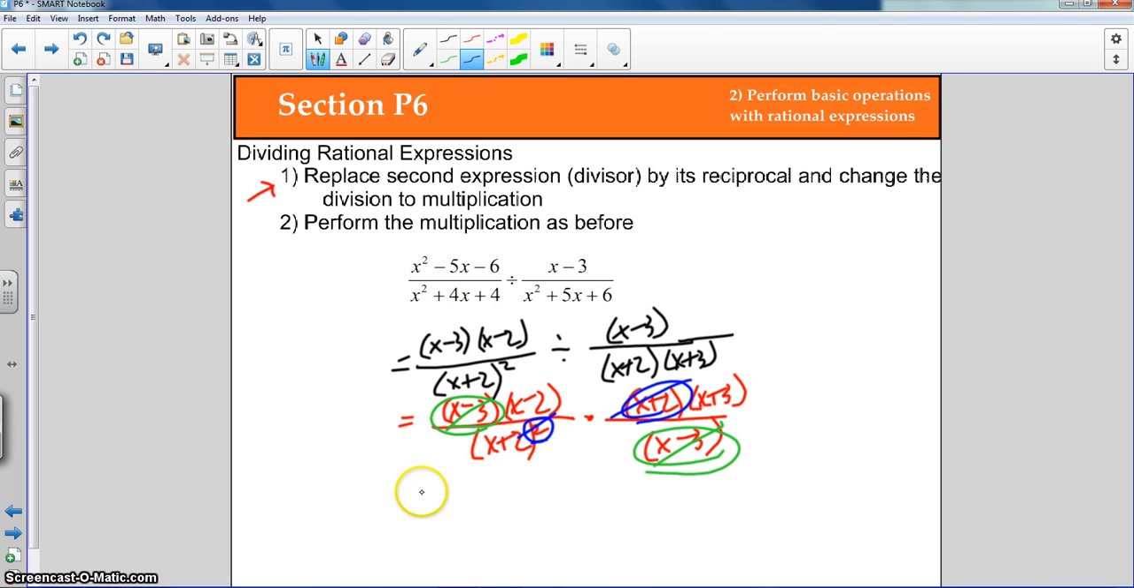So my end result here is, now I multiply across again, x minus 2 times x plus 3, all divided by x plus 2. Okay? And so multiplication is fairly straightforward. Division is straightforward once we get multiplication down. Okay? The idea is, again, and maybe I'll add in a step 0 here, factor completely.